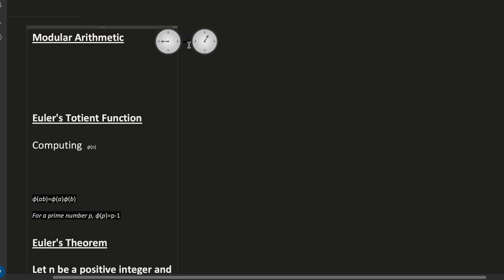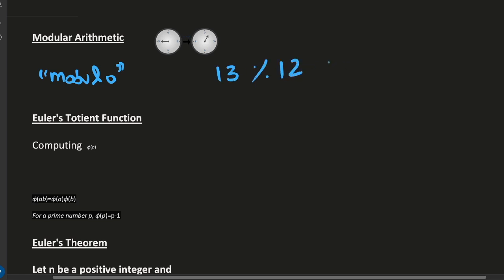And how do you get 1? Basically, the modulo operator is just the remainder. So 13 mod 12 is 1 because when you divide 13 by 12, the remainder is 1. Another example: what is 10 mod 7? The percentage operator and writing mod are equivalent. So 10 mod 7 is 3.